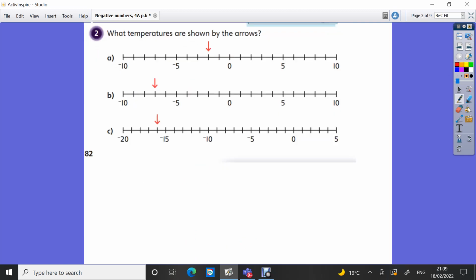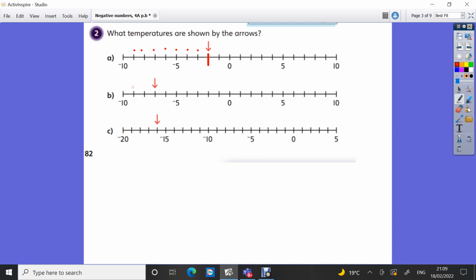What temperatures are shown by the arrows? Now you have to use the number line to figure out what number comes at the mentioned place. If you see, this first number line starts from -10 and ends at +10. So -9, -8, -7, -6, -5, -4, -3, and -2. So what number comes here? -2.